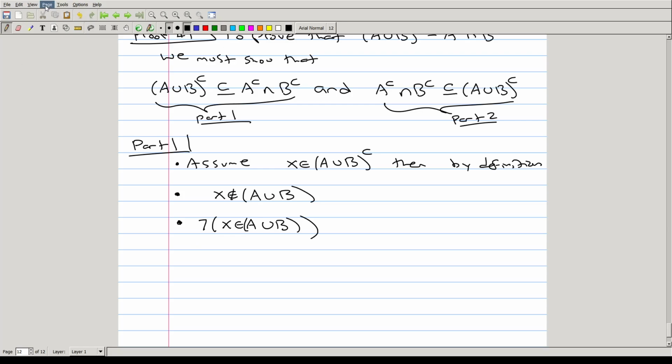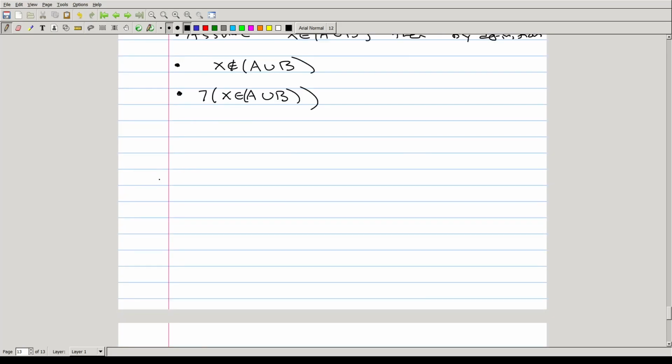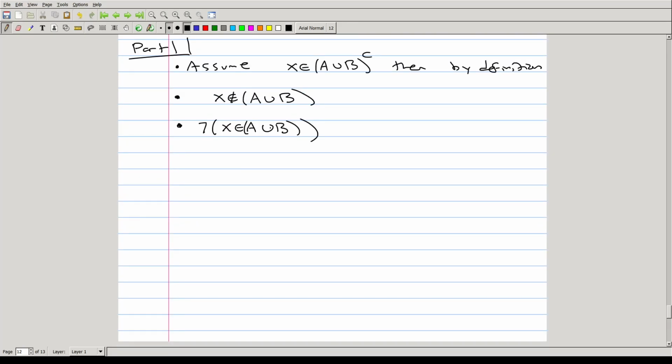The definition of A union B is directly logically defined as, if X is in A union B, that means that X is an element of A, logical or X is an element of B. And then we have De Morgan's law, it's a logical operator law.